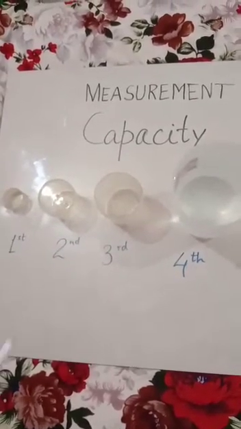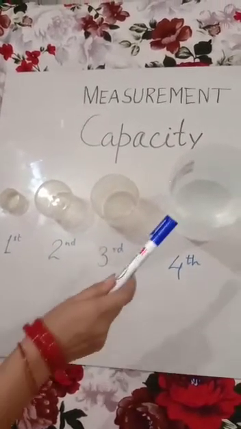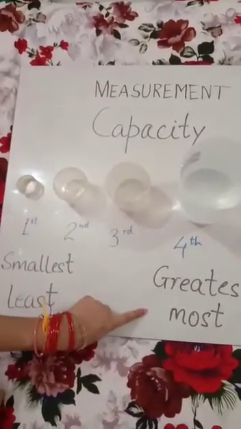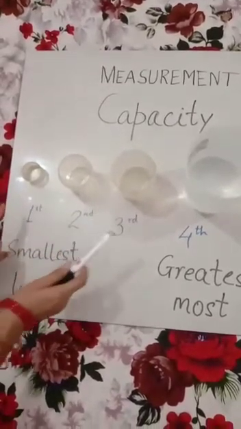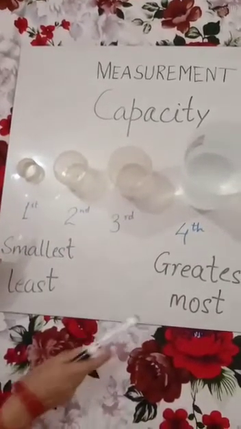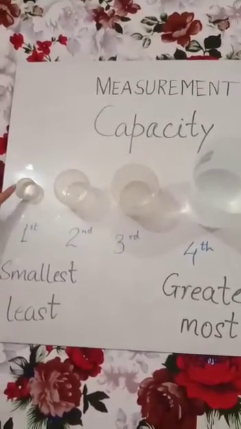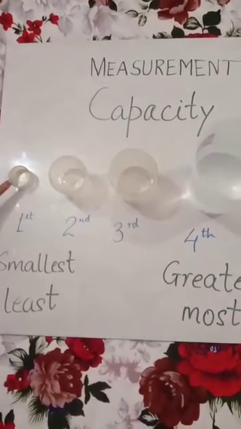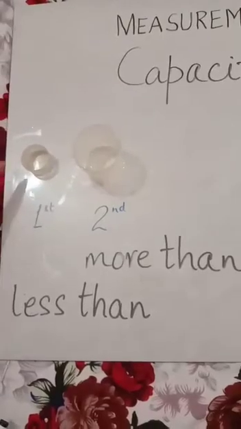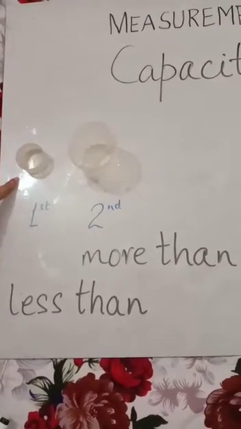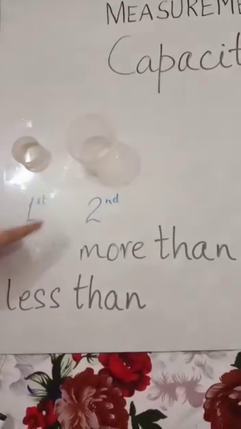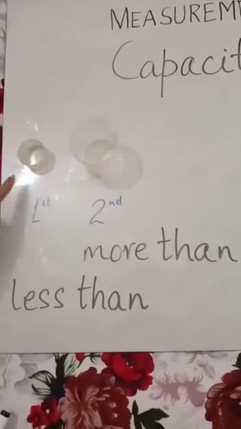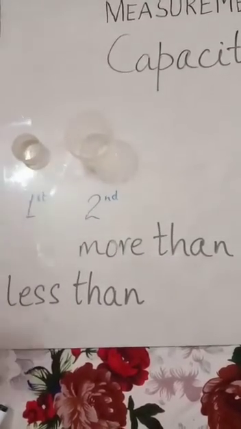When we are comparing the objects, we can say that the capacity of the fourth container is greatest or most, because on comparing all the objects, this container is holding the most amount of liquid. And this first cup has got the smallest capacity, or we can say the least amount of liquid is contained in this. And when we are comparing any two objects, we say that this container has more capacity than the first container, or we can say the first container has less capacity than the second container.